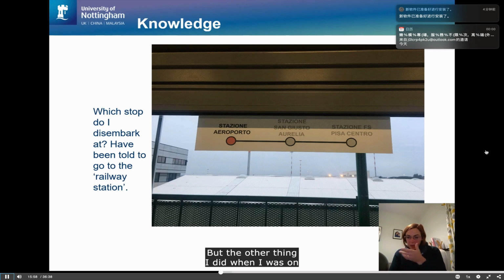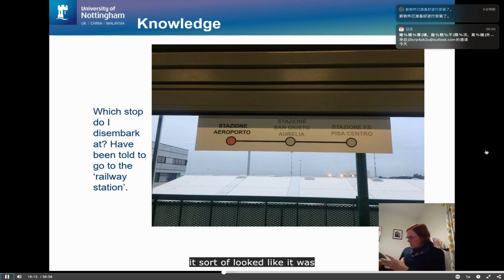But the other thing I did when I was on the metro, and it was very early in the morning and there weren't many people there, I looked out the window. Unfortunately, it was light. And when I got to Stazione San Giusto Aurelia, it sort of looked like an industrial park or a car park or something like this. And no one else on the tram who had suitcases with them got off the tram.